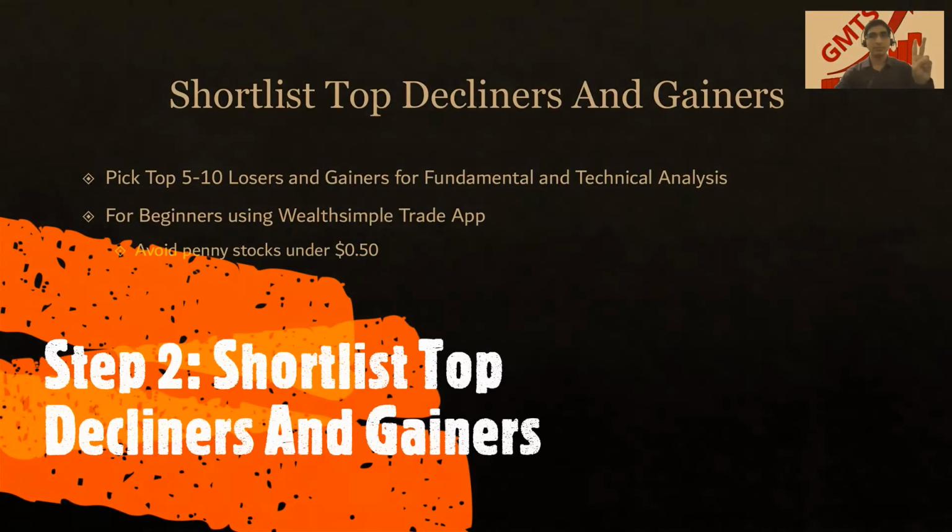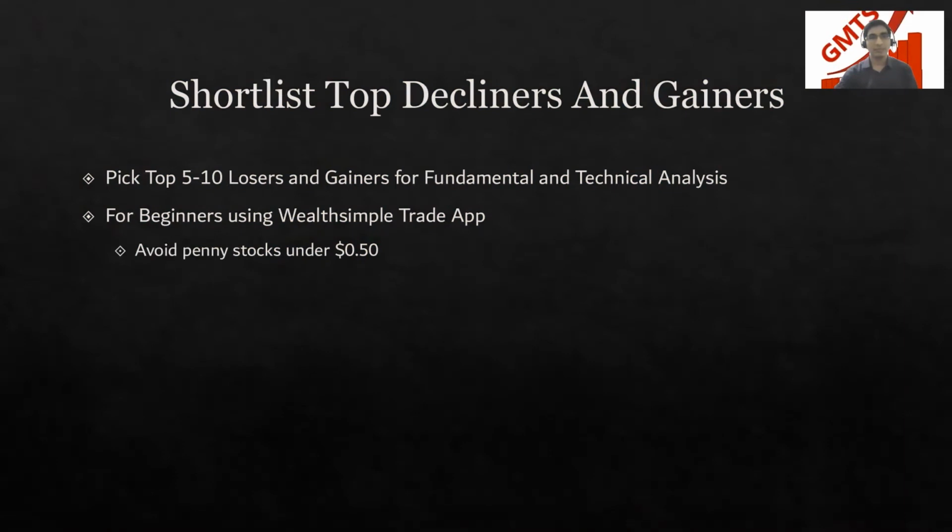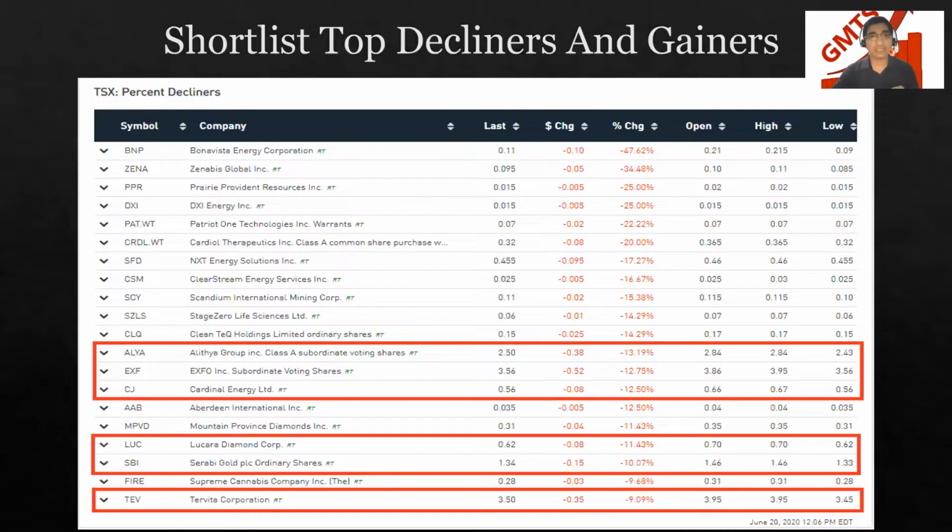Moving to step 2, shortlist top decliners and gainers. Pick top 5 to 10 losers and gainers for fundamental and technical analysis. For beginners using Well Simple Trade app, I would suggest avoiding penny stocks under $0.5, as Well Simple Trade allows stocks with 52-week low price higher than $0.5 only. Now, how to shortlist top decliners and gainers from the list that we saw on tmxmoney.com.